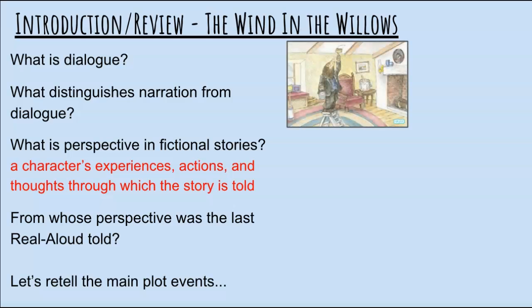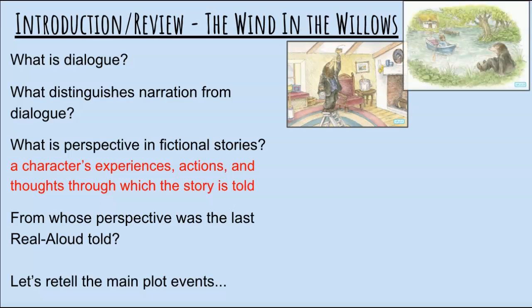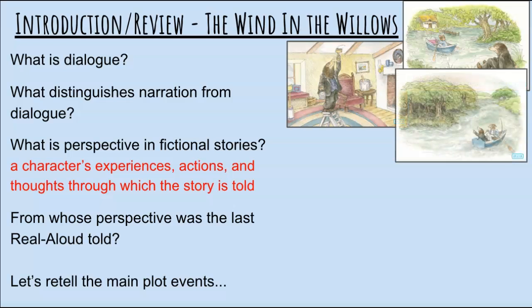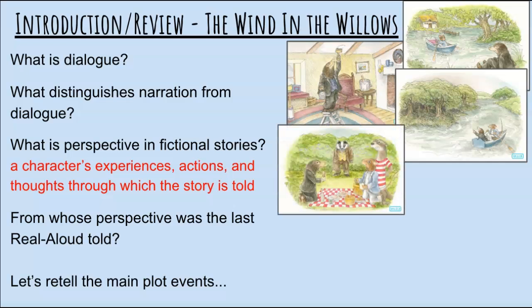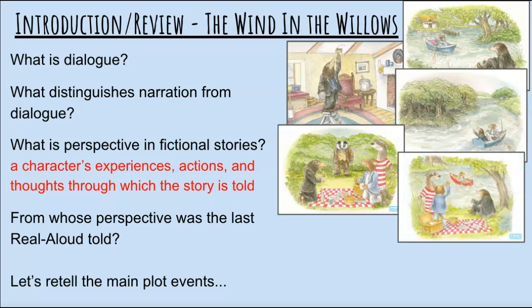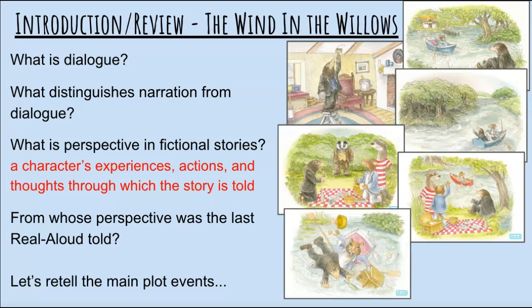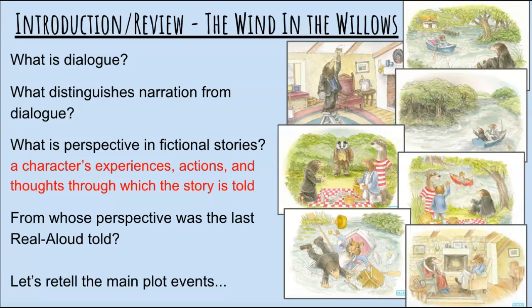So let's retell the main plot events so far. Mole grows weary of spring cleaning and leaves his burrow to go above ground. He meanders along the river and meets Water Rat. Water Rat tells Mole about life on the river as Rat rows along the river. Mole and Rat go boating and have a picnic together. They meet up with Otter and see Badger and Toad. Mole overturns the boat. Mole stays with Rat.